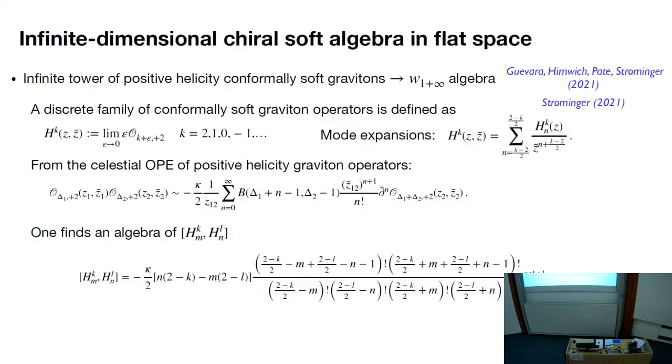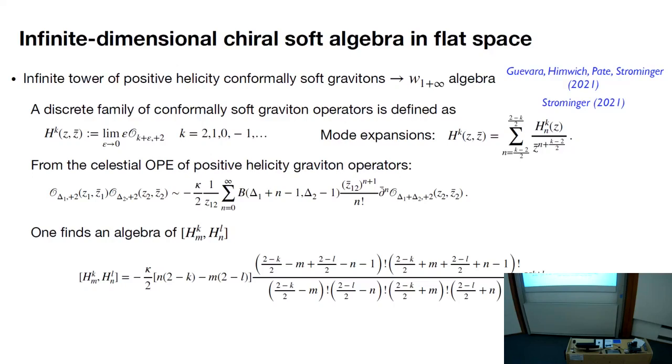And then it has been mentioned in Laura's talk that the conformally soft limits nicely encode all the soft limits in momentum space. So it's very natural to define these conformally soft operators with integer conformal dimensions. And then once we do this definition, we can do a mode expansion for each conformally soft operator. And then from the celestial OPEs, including all the contributions from the L minus 1 bar descendants, we get a closed algebra.